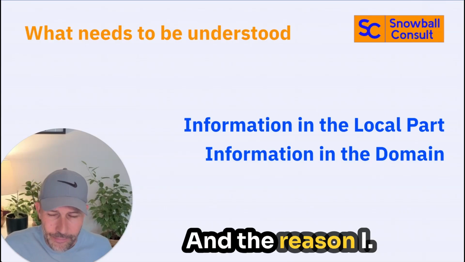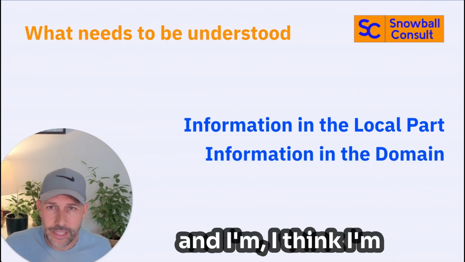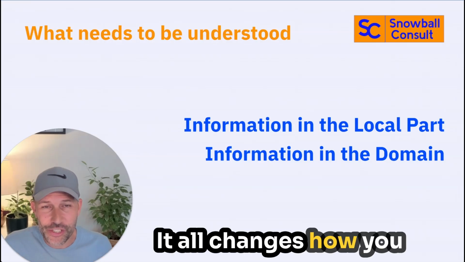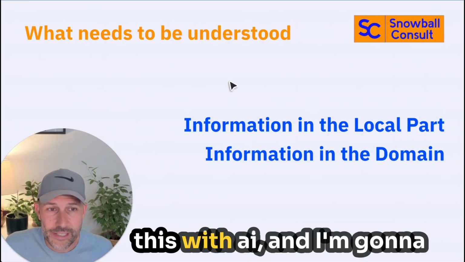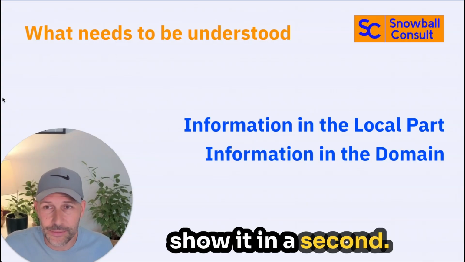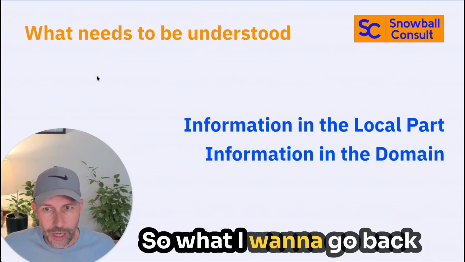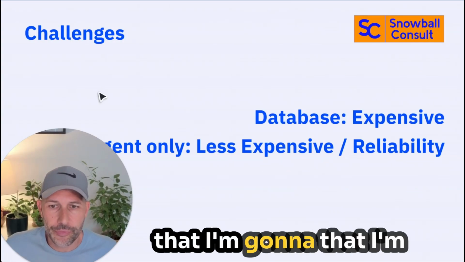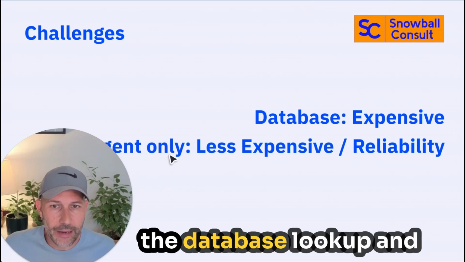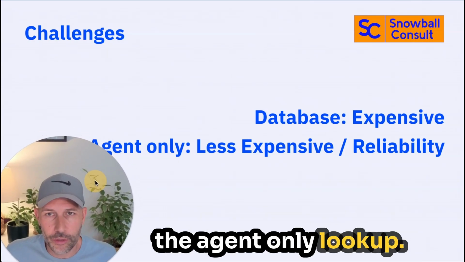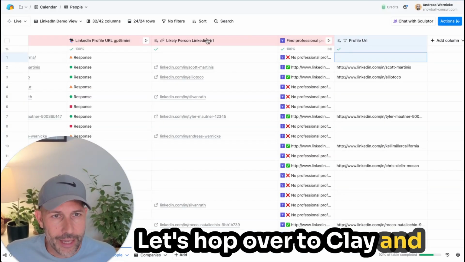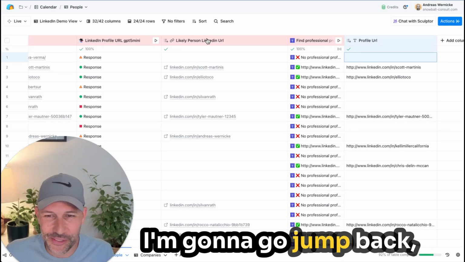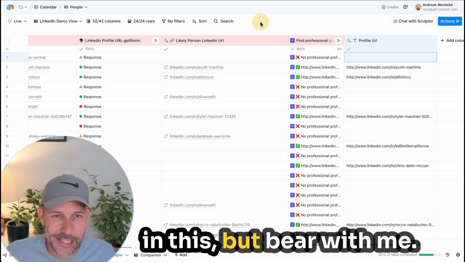And the reason I'm so detailed on this, and I think I'm just going to jump over into Clay to show this, it all changes how you can approach resolving this with AI. And I'm going to show it in a second. So what I want to go back to before I jump into Clay, I want to show the 2 approaches that I'm going to demonstrate first: the database lookup and the agent only lookup. Let's hop over to Clay. And what you see here, and this is not a professional course, right? So I'm going to jump back and forth quite a bit in this, but bear with me.